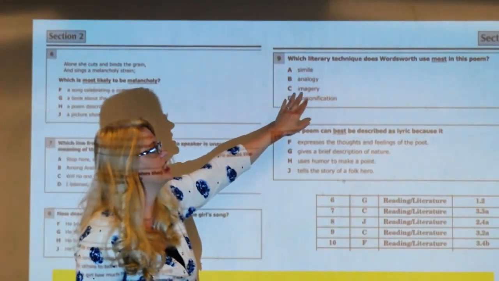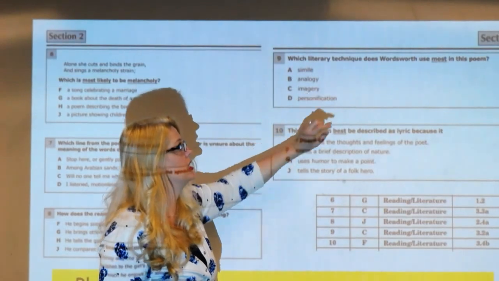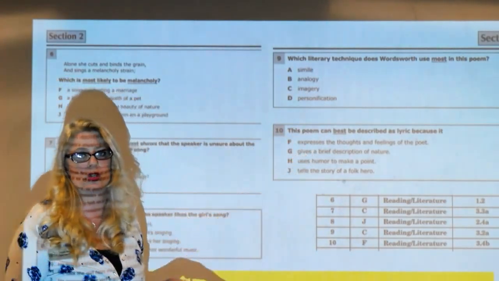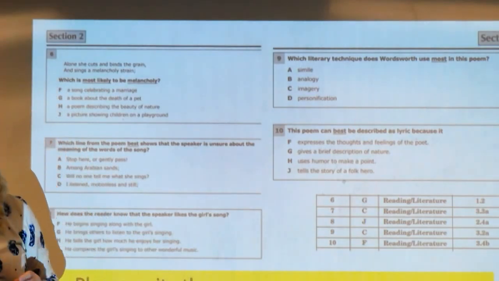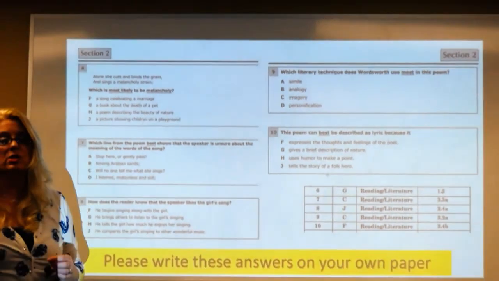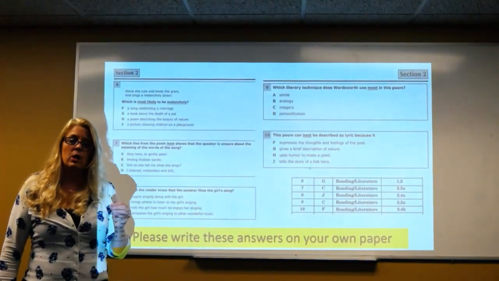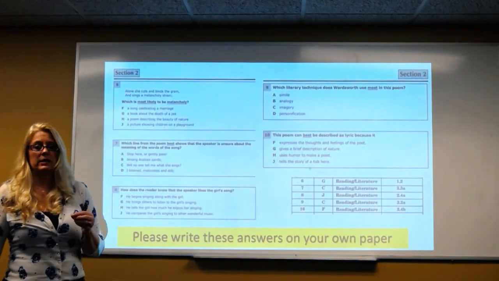And then this question says use most in this poem. And this one says this poem can best be described. That means there may be more than one answer that looks correct in this problem. So when we do elimination, it helps us to choose the correct answer.